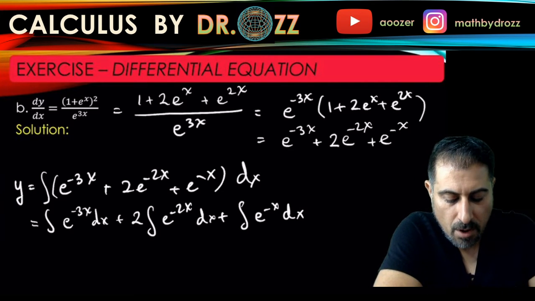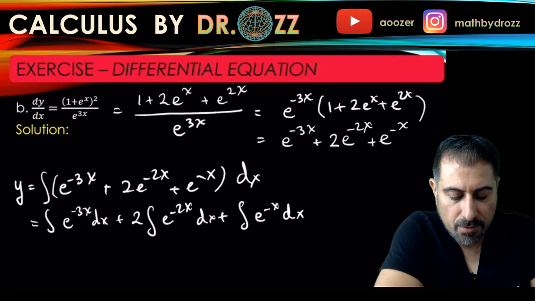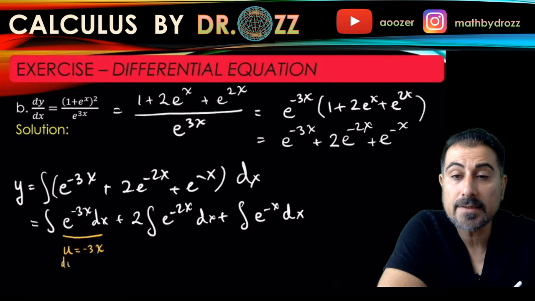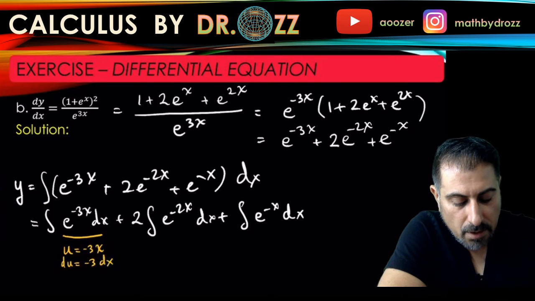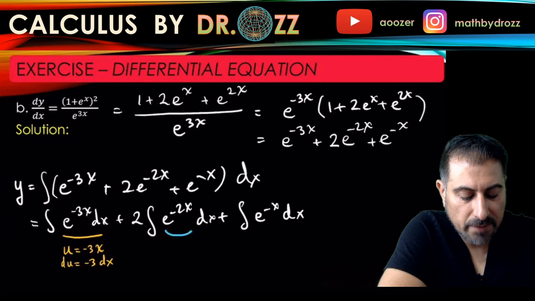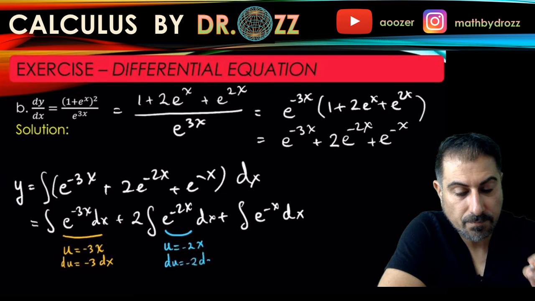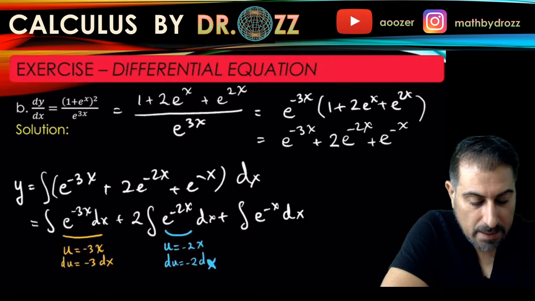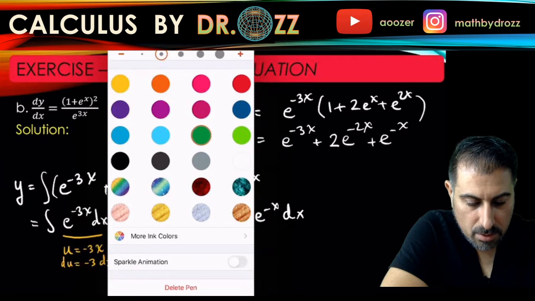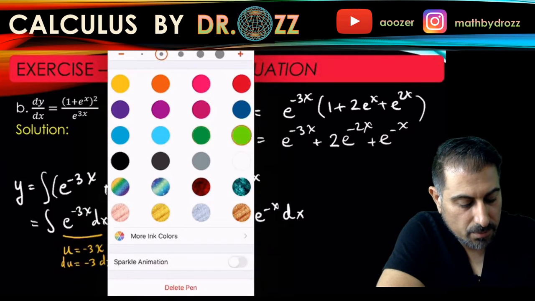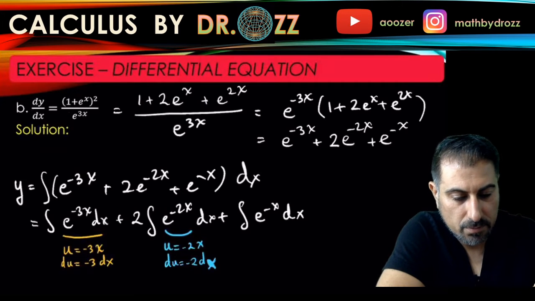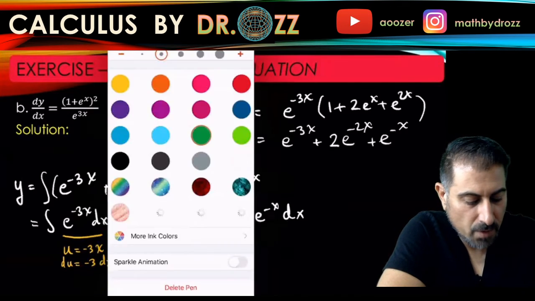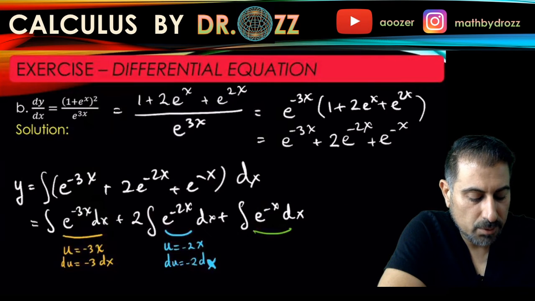So first of all, for the first one, I'm going to use u to be negative 3x, so that du is going to be negative 3 dx. Okay, I'm going to use a different color here. So for this one, I'm going to use u to be negative 2x, and du equals negative 2 dx. Okay, and then let me use a different color here. How about a good green here? Okay, so here we go. u equals negative x and du equals negative dx.